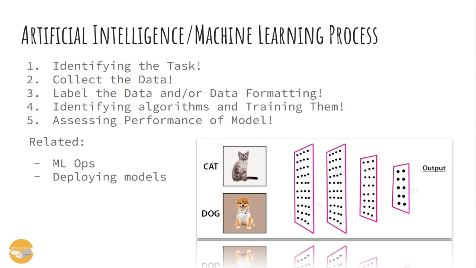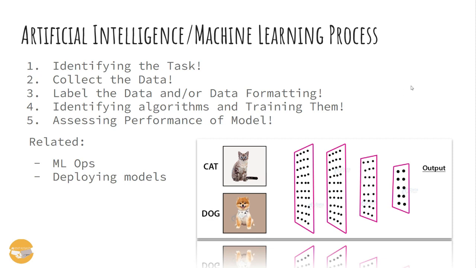The first is identifying the task, like the actual AIML thing that you want to do. The second is collecting the data. Third, once you have that data, you've got to label it and format it. Once you have this formatted data, then you can actually train a model on it. Step 4 is identifying the type of algorithm or model you want to train, and then actually training it on that data. And step 5, once you've trained that model, is to assess the performance of that model.